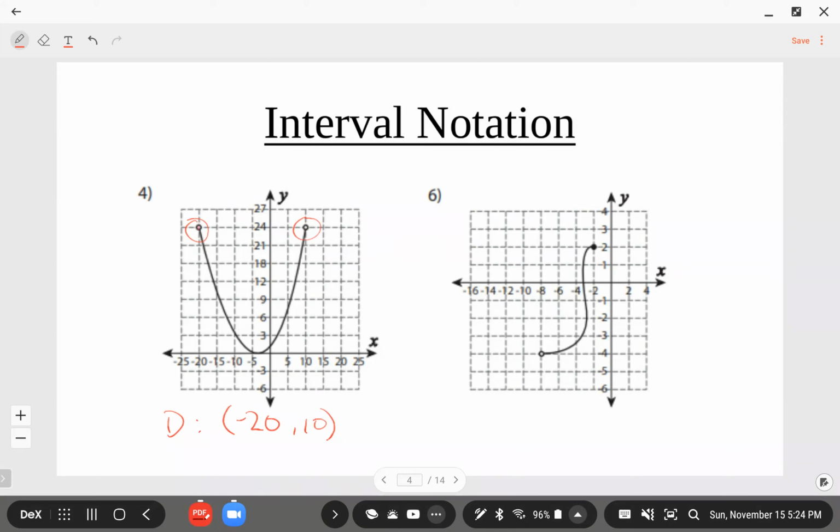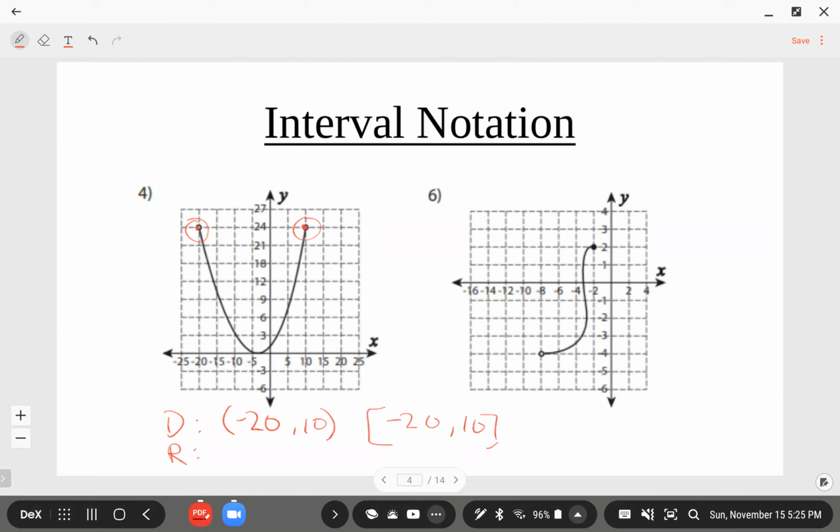Now, if these were closed circles, then that denotes that these points are in fact on our function, on our graph. Then we will use square brackets. We use square brackets if these points were closed circles, right here.